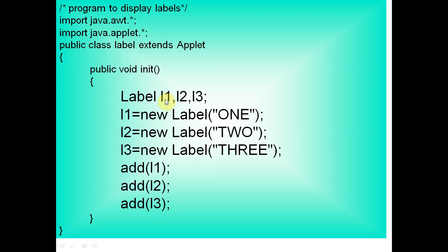First of all, we'll define the objects of labels L1, L2 and L3. L1 equals new Label 1, L2 equals new Label 2, and L3 equals new Label 3. Then add L1, add L2 and add L3. All the labels will be added by these commands.